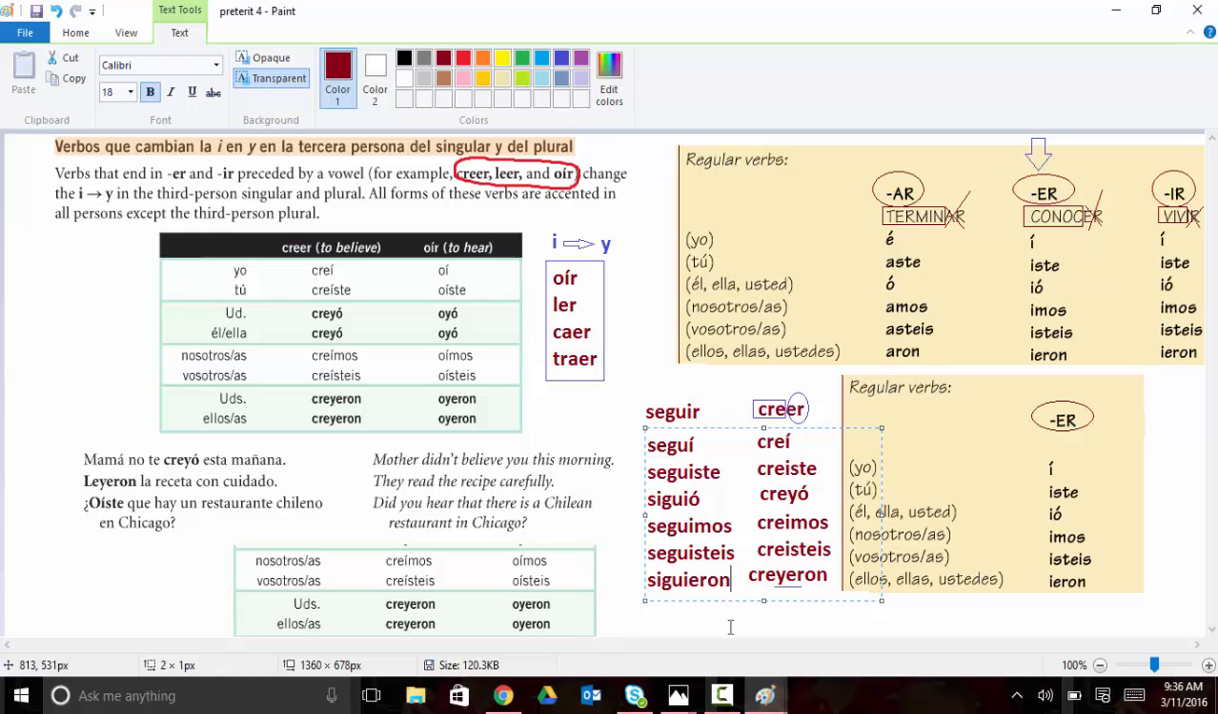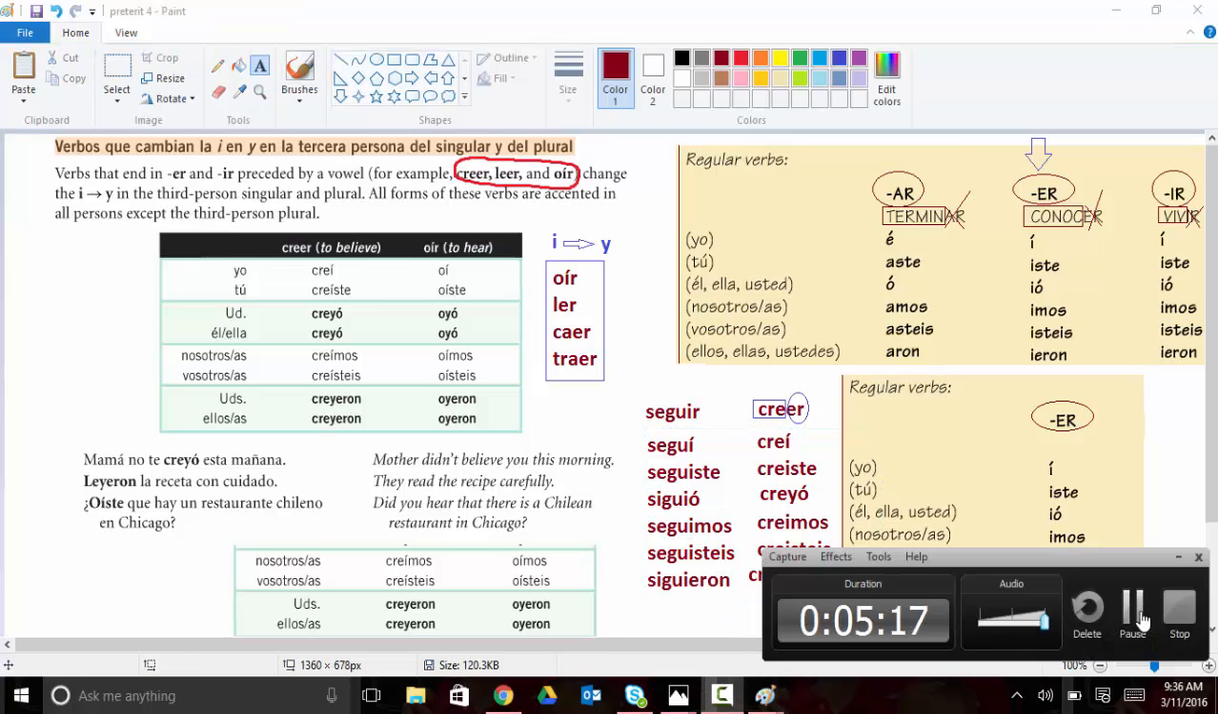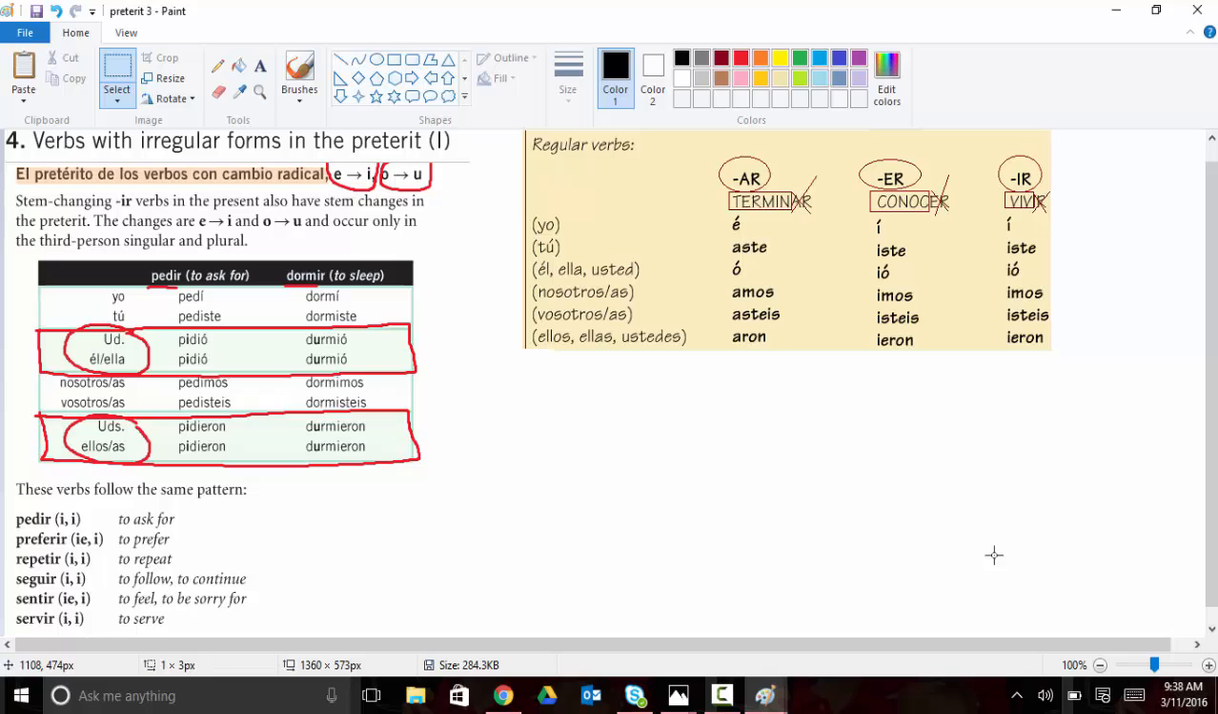Okay, so seguir you would leave alone because the U is silent. Okay, another irregularity are your stem changers. When a verb is considered irregular, that means you're either going to add endings that don't match up with the endings that you would expect to add.